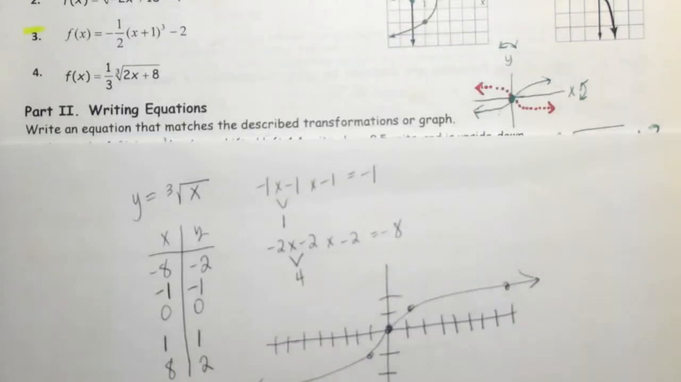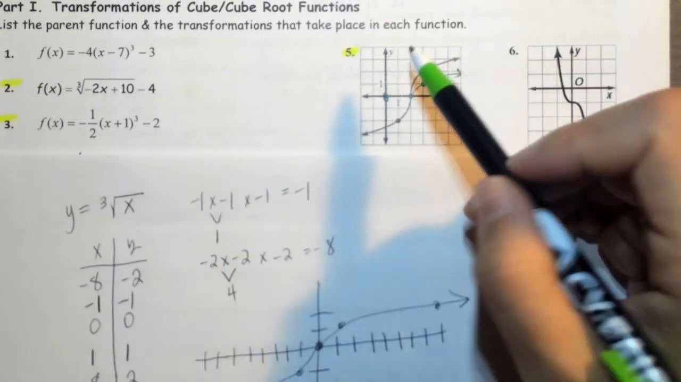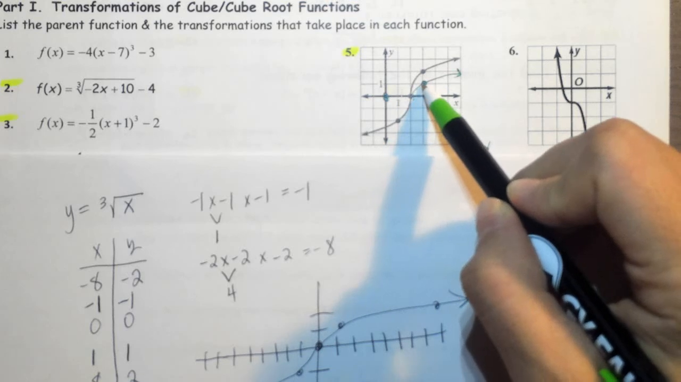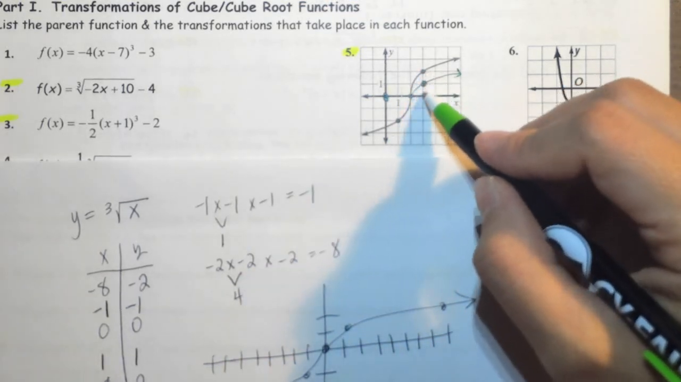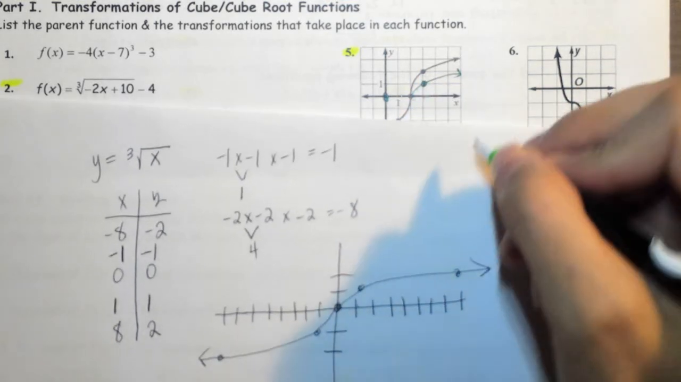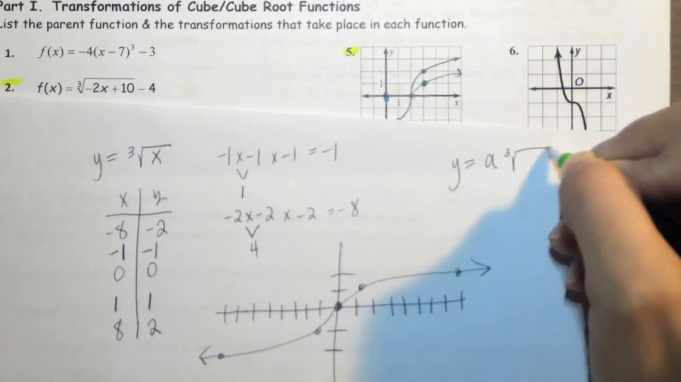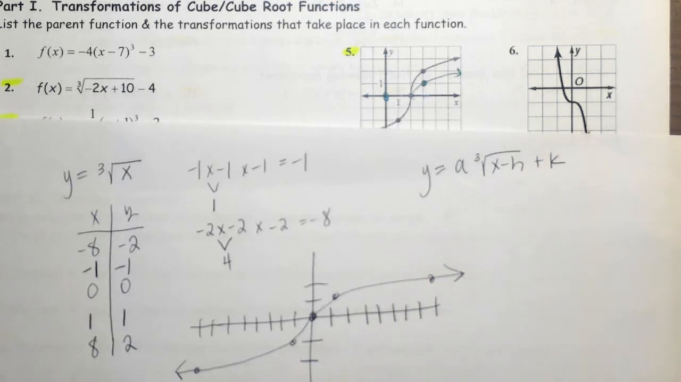So right here, if you notice, here's our parent function. You go right 1, up 1. But in this case that they give us, you're actually going right 1, up 2. That's going to tell me that you're going to have a vertical stretch of 2, by a factor of 2 instead of 1. And how you can check, guys, is you can plug it into the general form, y equals a times the cube root of (x minus h), plus k. You can always check your math algebraically.